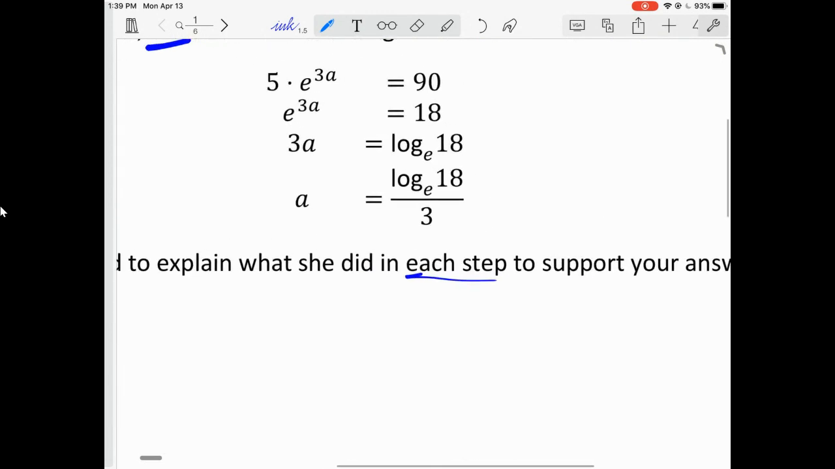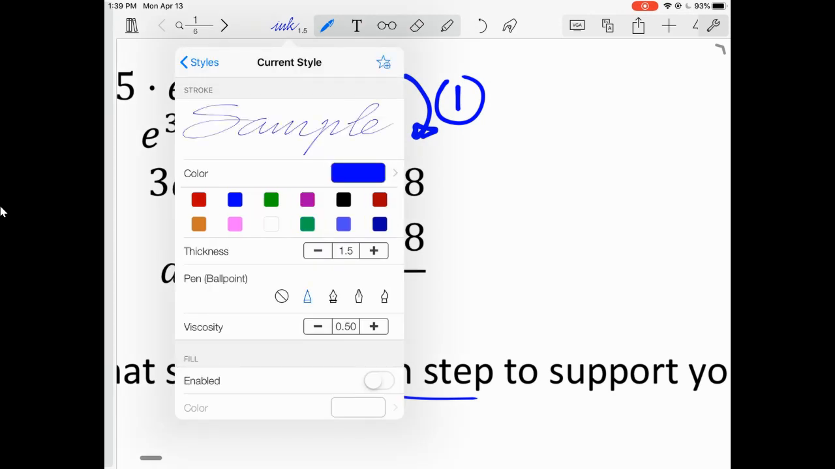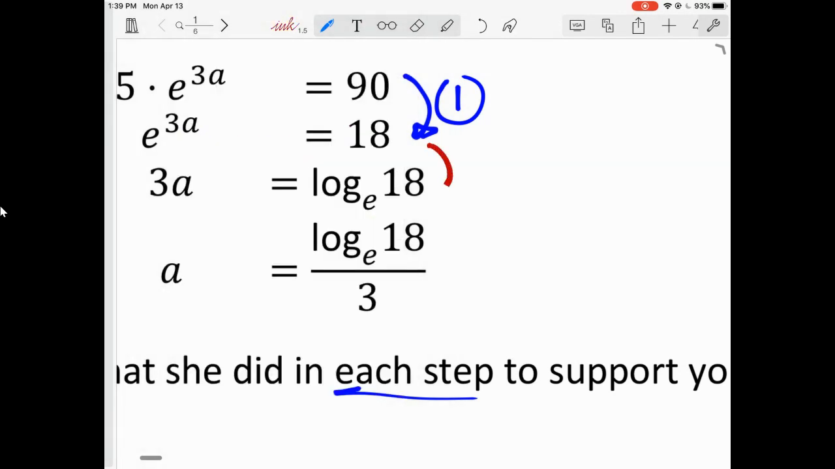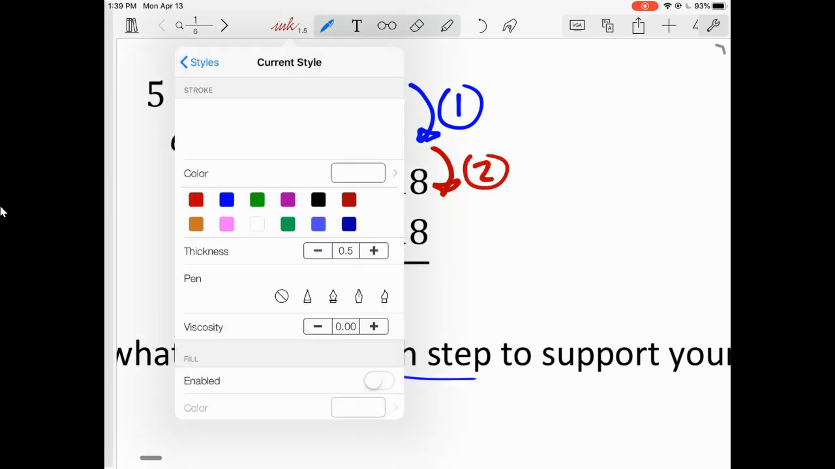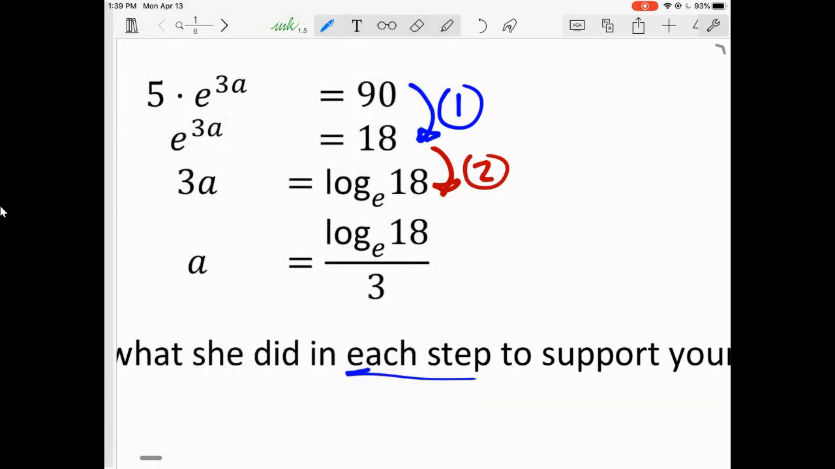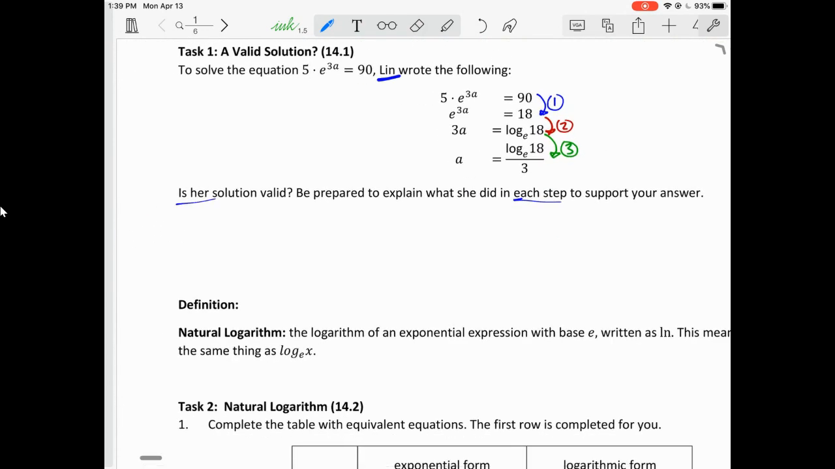So try to decide, first, what did she do to get from this step to this step? We'll call that step 1. What did she do to get from this expression or equation to this equation? We'll call that step 2. And third, what did she do to get from the third equation to the fourth equation? We'll call that step 3. See if you can write that down, pause the video for a second, and try to explain what she did in each step.